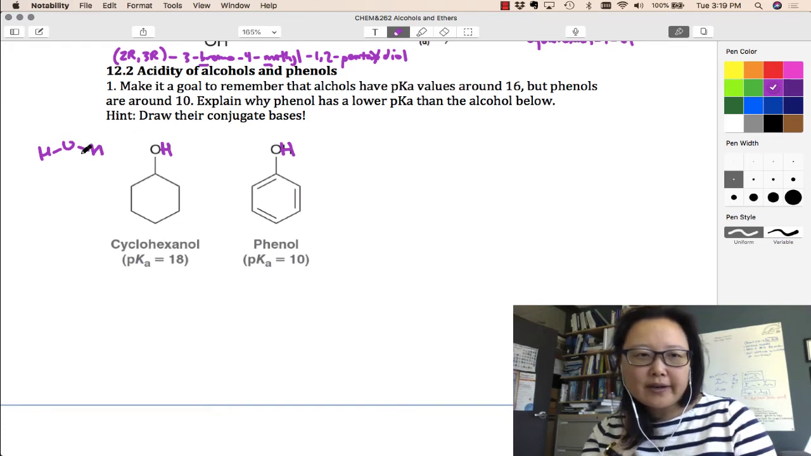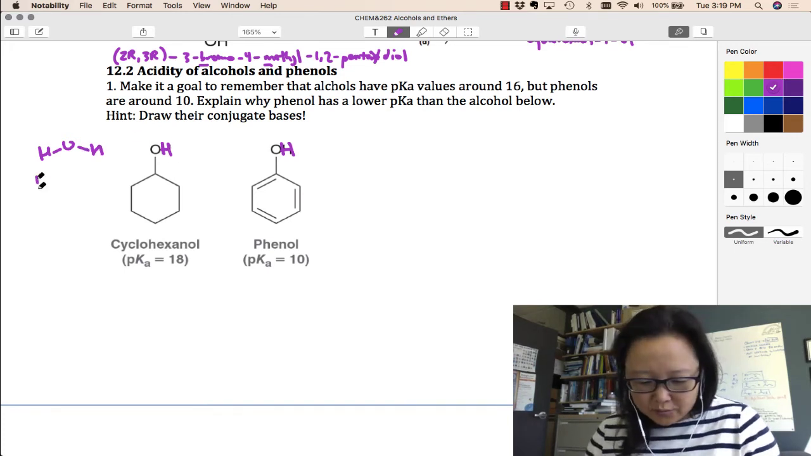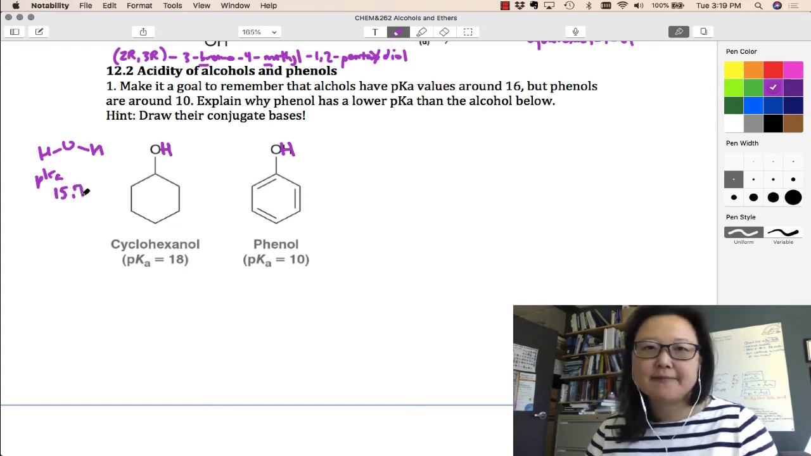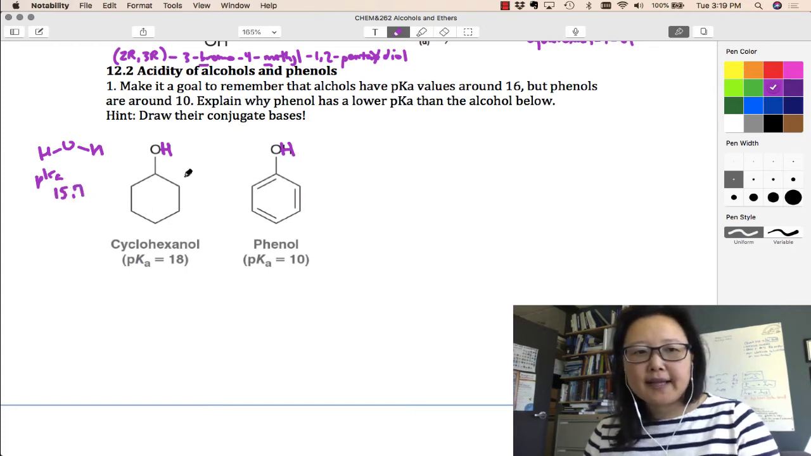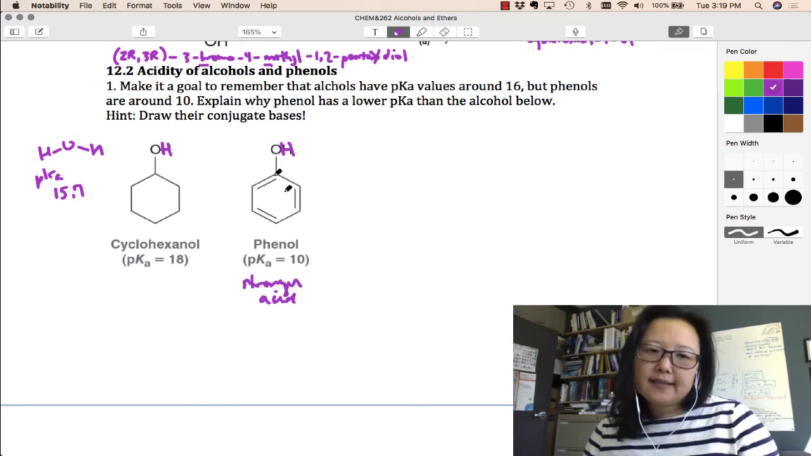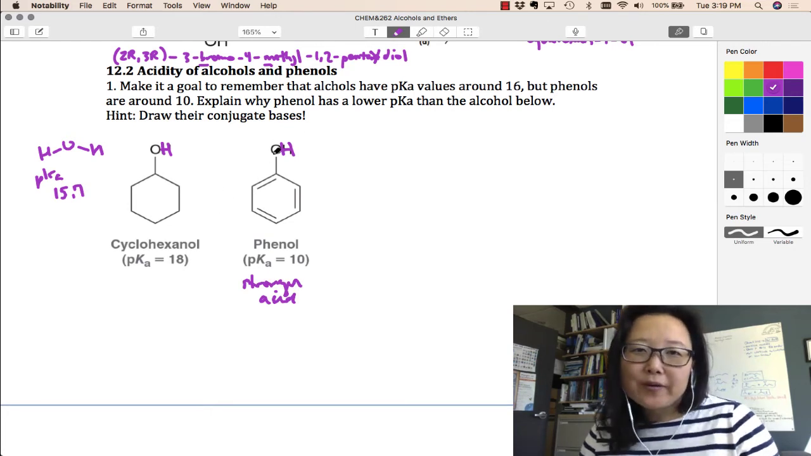So this is weaker than water's hydrogen because water is a pKa of 15.7 or about 16. So this is going to be weaker than water. And then over here, this is stronger than water's hydrogen. Even though they're both OH groups, this one is much more acidic. So how do we explain why phenol is a stronger acid than cyclohexanol?